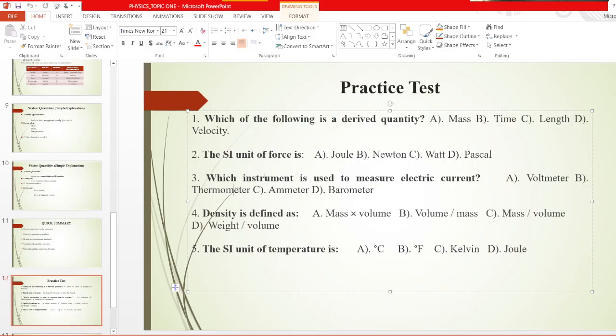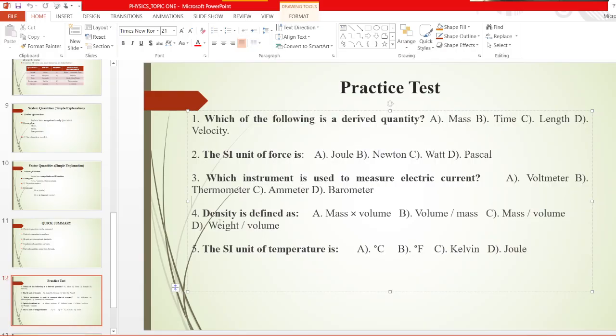Which instrument is used to measure electric current? So we are talking about voltmeter, thermometer, ammeter, barometer. Voltmeter is used to measure volts. Thermometer is used to measure temperature. Ammeter is the correct answer. It is used to measure electric current, while barometer is used to measure pressure. So the answer to this question is ammeter.